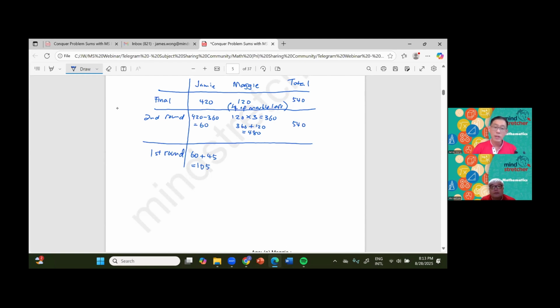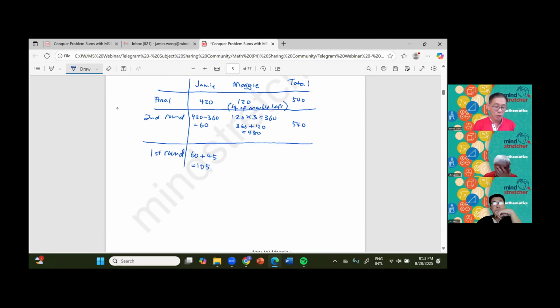Now, how about in the case of Maggie? If Maggie did not receive that 45 from Jamie in the first round, from the 480, I must minus away this 45, because she did not get the 45 from Jamie. So that means actually Maggie has 435. So you will notice that if I add up the two together, the total is still the same, right? So you can use it as a quick check.